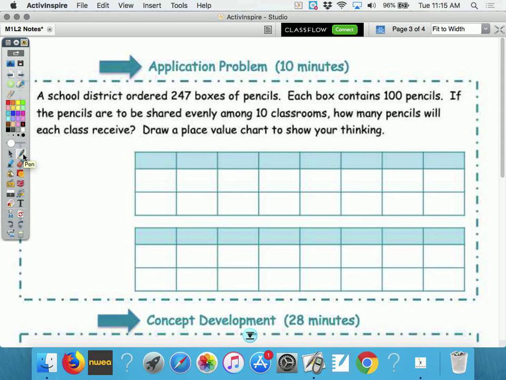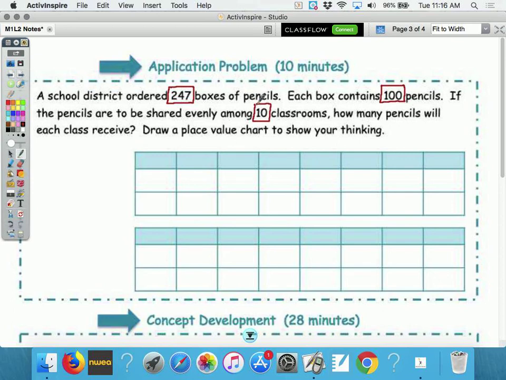Okay, so I'm going to read this and then we're going to put boxes around the important things that we need to. It would be like we were highlighting, but we're just putting a box around it instead. A school district ordered 247 boxes of pencils. Each box contains 100 pencils. If the pencils are to be shared evenly among 10 classrooms, how many pencils will each class receive? Draw a place value chart to show your thinking. Okay? So start by boxing these numbers, don't you think? Okay. Yeah, probably. And then we've got some important words in here. They tell us what we're going to do.